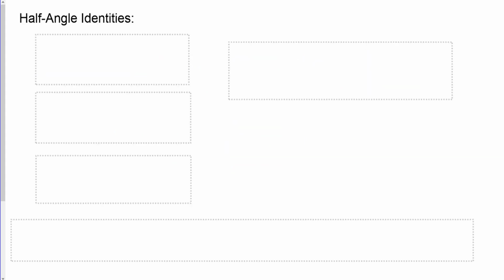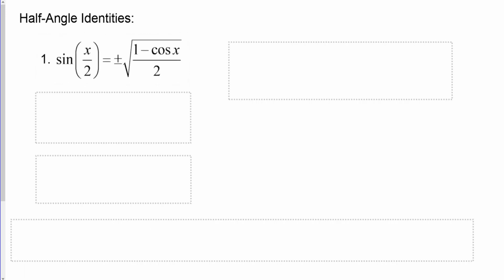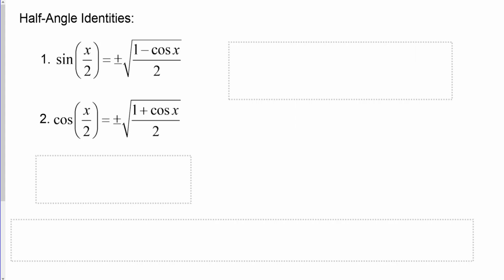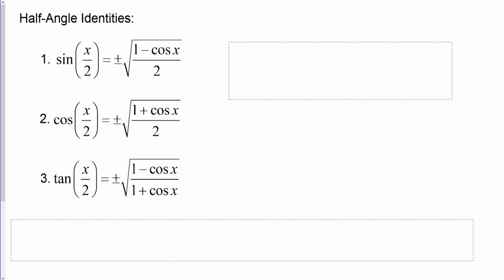Next up are the half angle identities. Sine of x over 2 equals the positive or negative square root of (1 minus cosine x) over 2. Cosine of x over 2 is the positive or negative square root of (1 plus cosine x) over 2. Tangent is similar: if you divided sine of x over 2 by cosine of x over 2, this is what you would end up with.